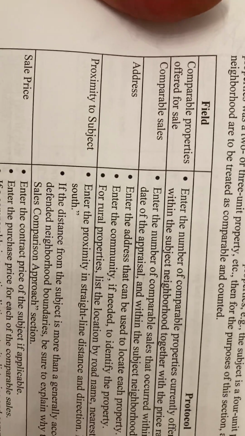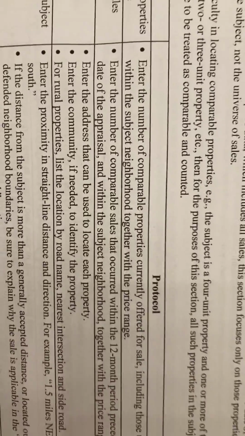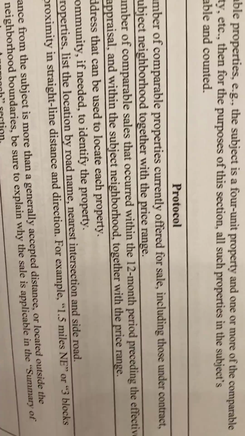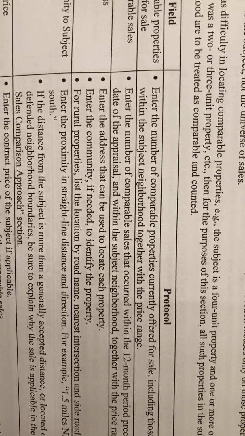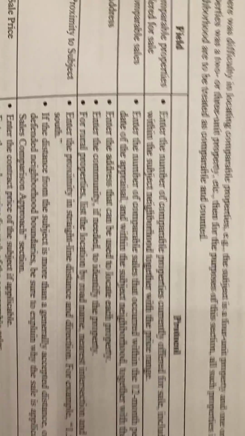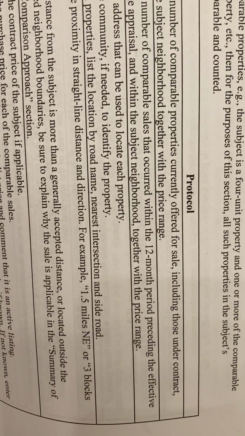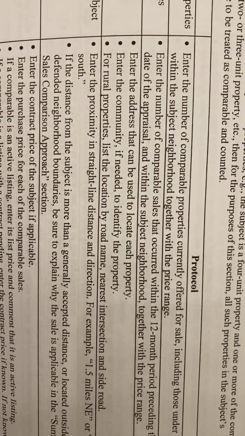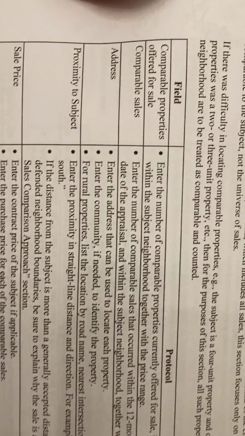Field. Comparable properties offered for sale. Protocol. Enter the number of comparable properties currently offered for sale, including those under contract, within the subject neighborhood together with the price range. Field. Comparable sales. Protocol. Enter the number of comparable sales that occurred within the 12 months preceding the effective date of the appraisal and within the subject neighborhood together with the price range.